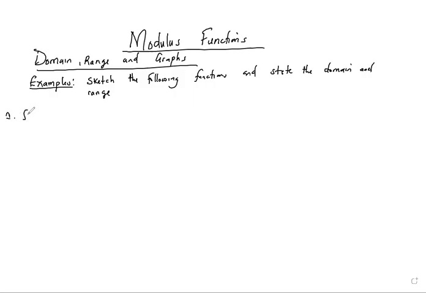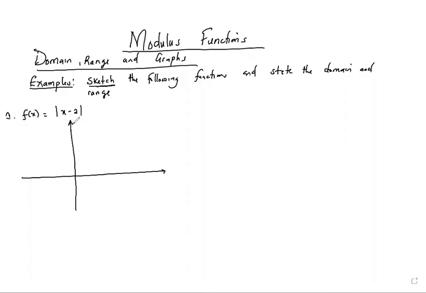The first one, f of x is equal to the absolute value of x minus 2. So this function is called a modulus function, as you can see that the modulus is there. So we want to sketch the function. To sketch the function, we will have to do the following.